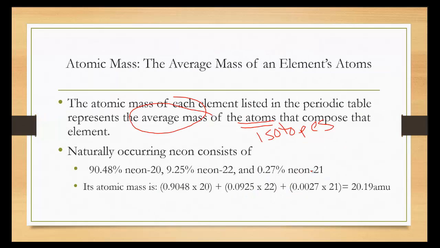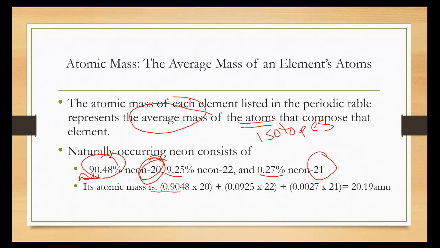So, since there's 90.48% of neon 20, 9.25% of neon 22, and 0.27% of neon 21, what we're going to do is change this percentage into a decimal by moving it over 2 spots. So 0.9048, and then multiplying by the atomic mass of that isotope.